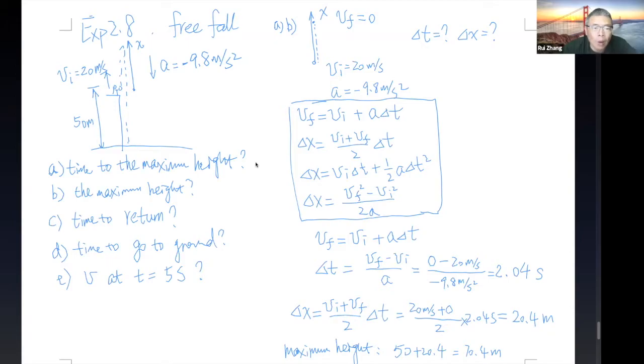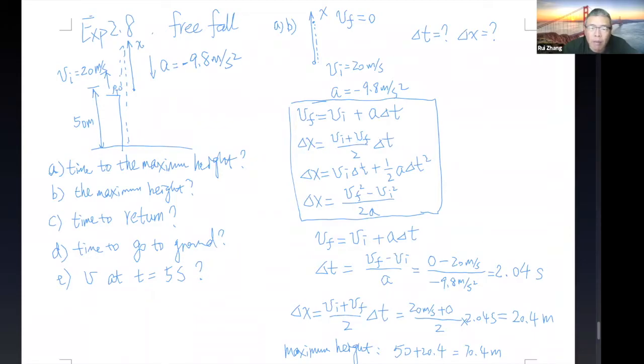Okay, great. The correct answer is the 3rd one. This one's the one to use. Now somebody said 2, but the problem with 2 is we don't really know VF. We know VI, we know delta x, and we're looking for delta t, but we don't know VF. So there's going to be 2 unknowns here.